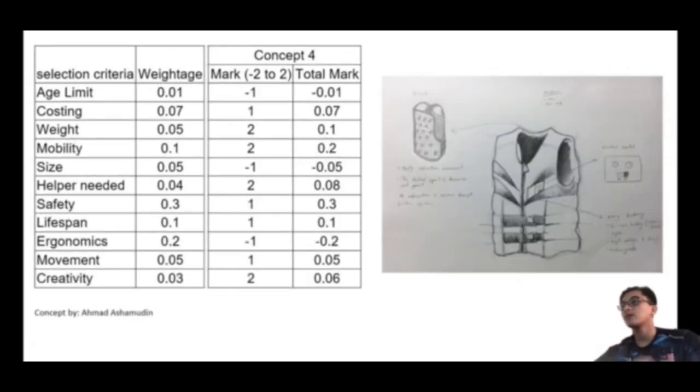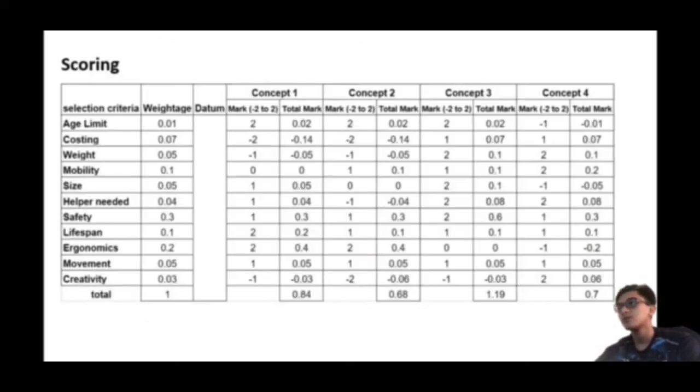Next, we move on to concept 4. For weight and mobility, we put the best because the weight is very light and it can be brought anywhere easily. For helper needed, we also put 2, the best, because it only needs one helper to assist the patient. For creativity, we put 2 because this is a new thing and such products have never been produced before. So this is the conclusion for the scoring marks.